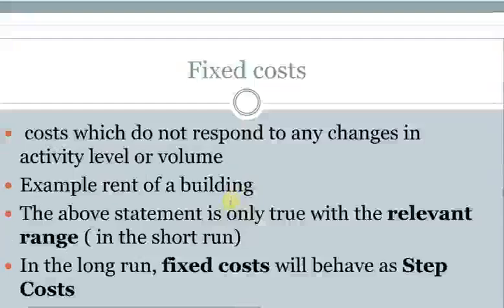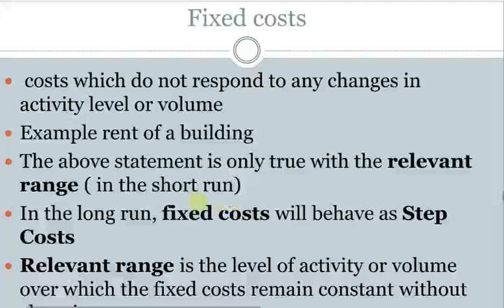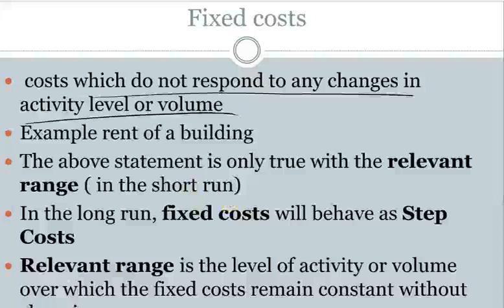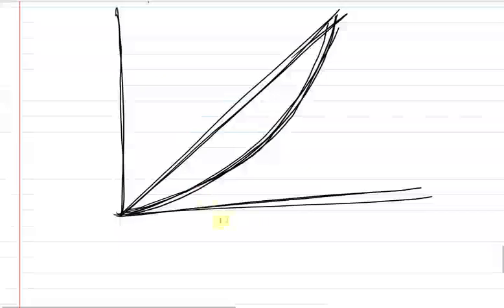So let us look at fixed cost. Fixed costs are costs that do not respond to any changes in activity level, meaning that fixed costs are costs that do not change with change in activity level. For example, building rent. For example, rent of a building.